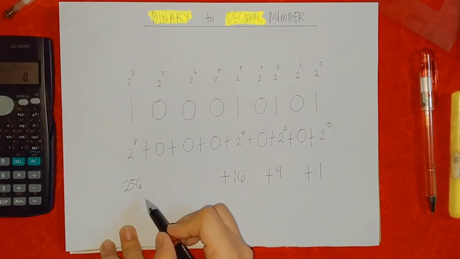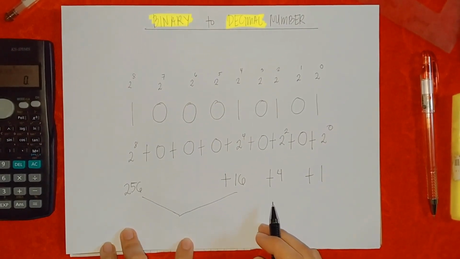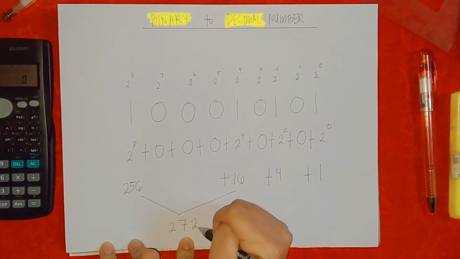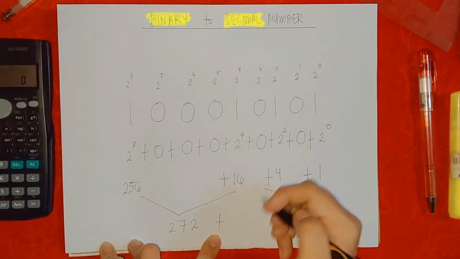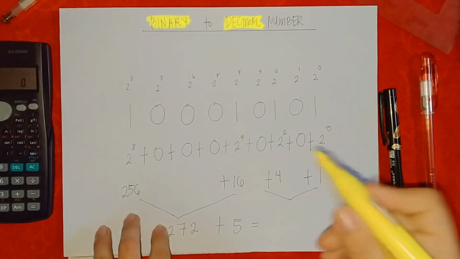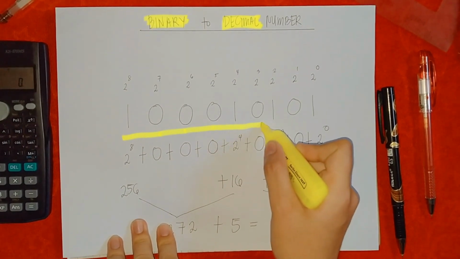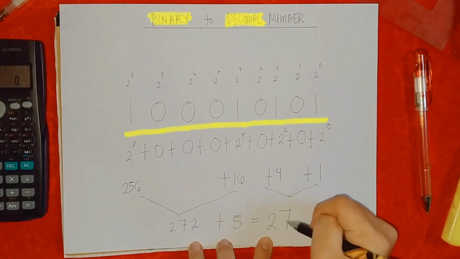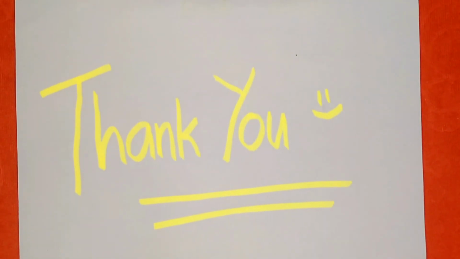So let's add this. 256 plus 16 is equal to 272, plus 4 plus 1 is equal to 5. So therefore, the binary number 1 0 0 0 1 0 1 0 1 is equal to 277.